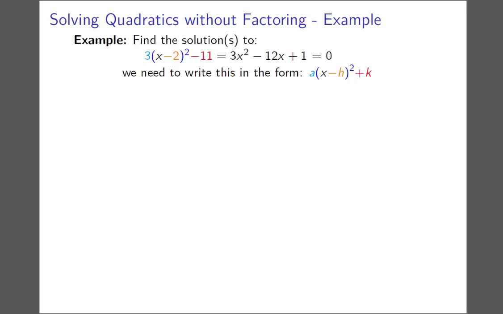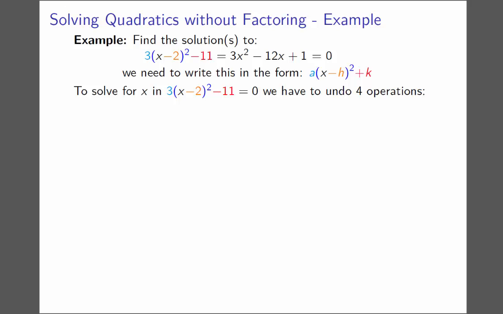Writing it in this form, we get that 3x squared minus 12x plus 1 equals 3 times x minus 2 squared minus 11. So we have the equation 3 times x minus 2 squared minus 11 equals 0, which we need to solve for x.